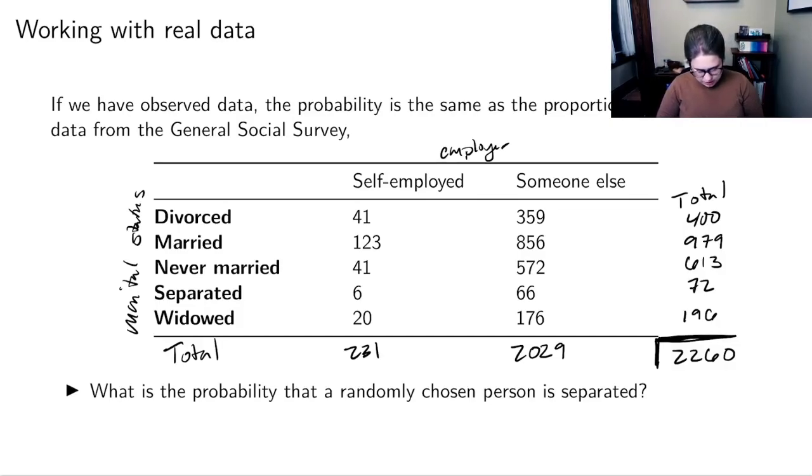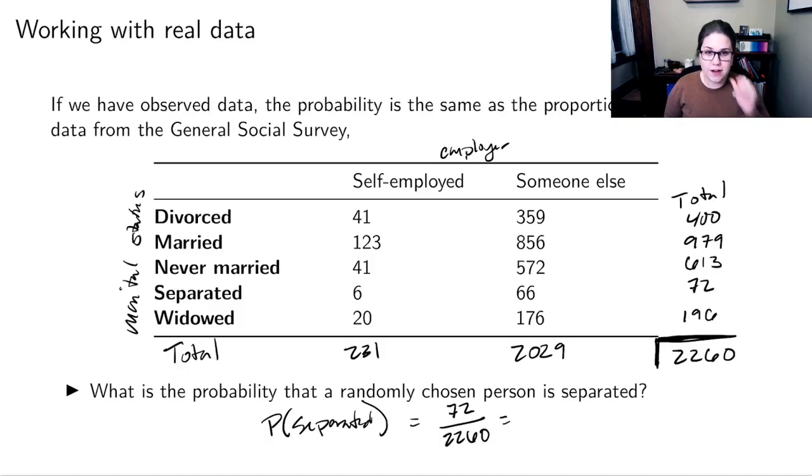But then we could figure out something like the probability of being separated. That's just going to be the number of times that separated occurred in this data set, 72, out of the total number of possibilities, 2260, and then it's just that proportion. That would be 0.03, or about a 3% probability. So that's just one event.